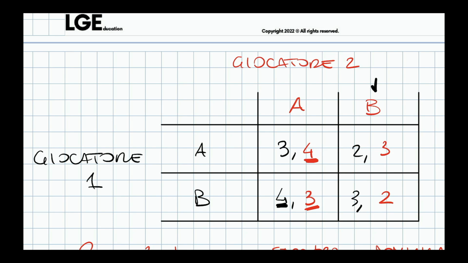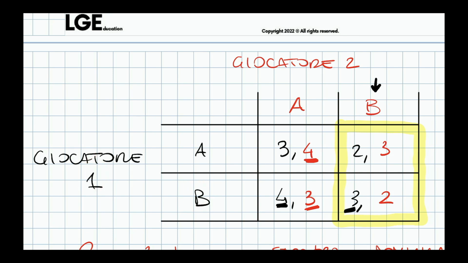Let's assume player 2 picks B, and then we will be in this column as a consequence of their choice. What's happening? If player 1 chooses A, we're done here, and player 1 gets a payoff of 2. If player 1 chooses B, we'll end up here, and player 1 will have a payoff of 3, 3 greater than 2. So let's underline the 3, and in that case, player 1 would choose B.